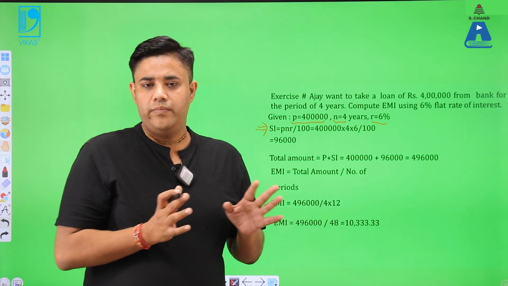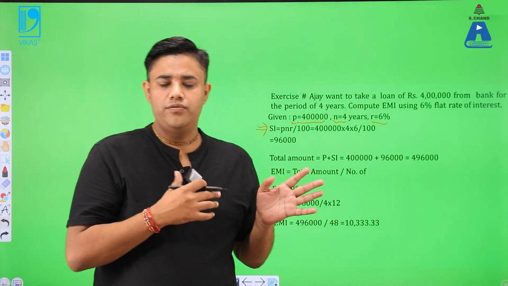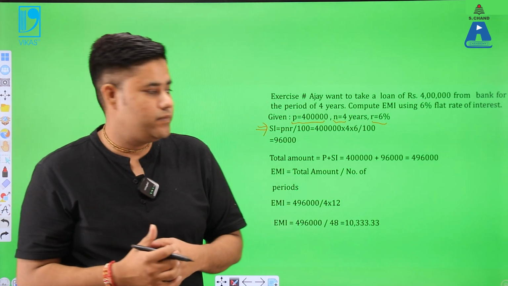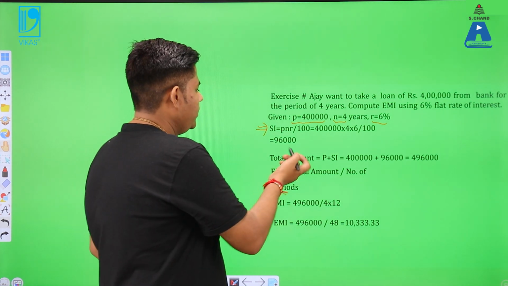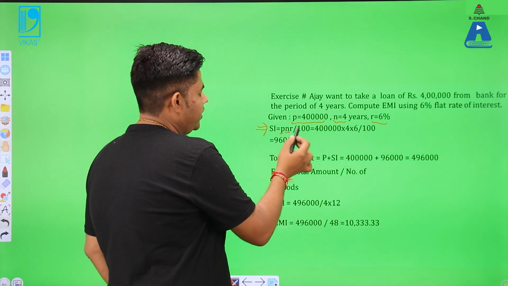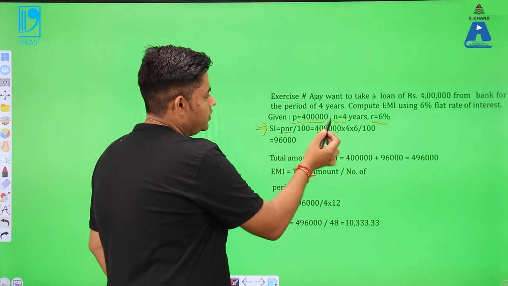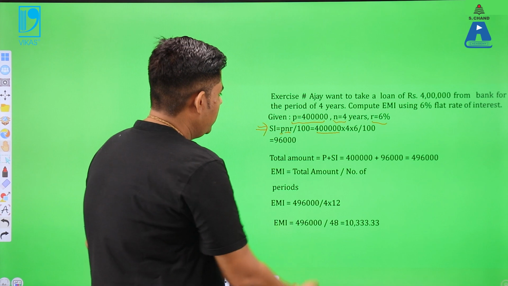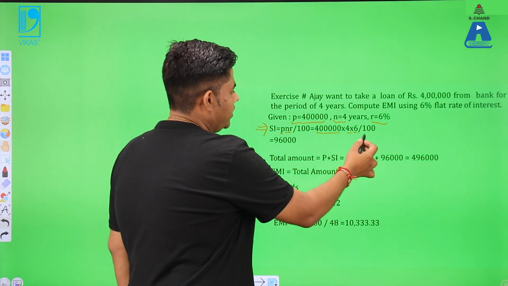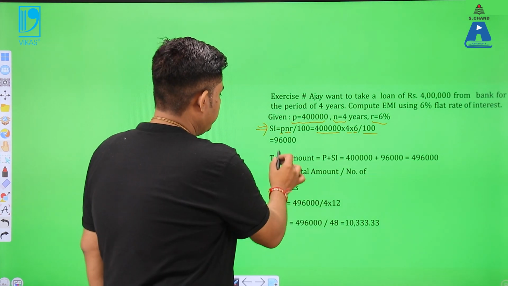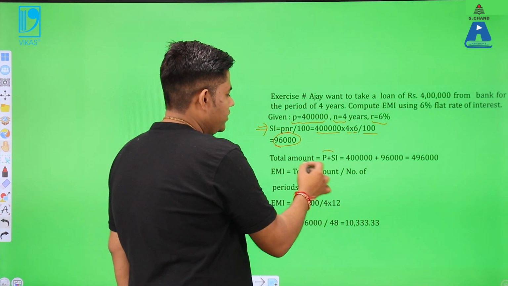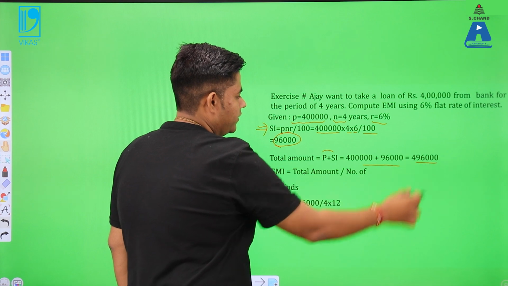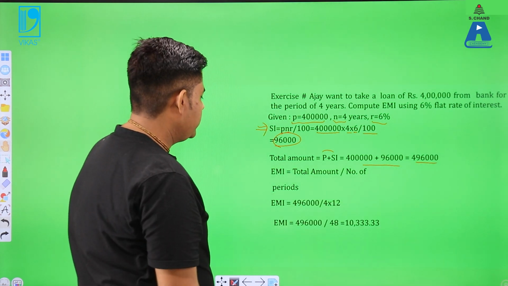In the previous cases, we used the compound interest formulas to do these calculations. Here simple interest is to be calculated, which is principal into rate into time, so 4 lakh multiplied by 4 years multiplied by the rate over 100. I'll get 96,000 as my simple interest. I'll add this simple interest to the principal value. I'll get 4 lakh 96,000.